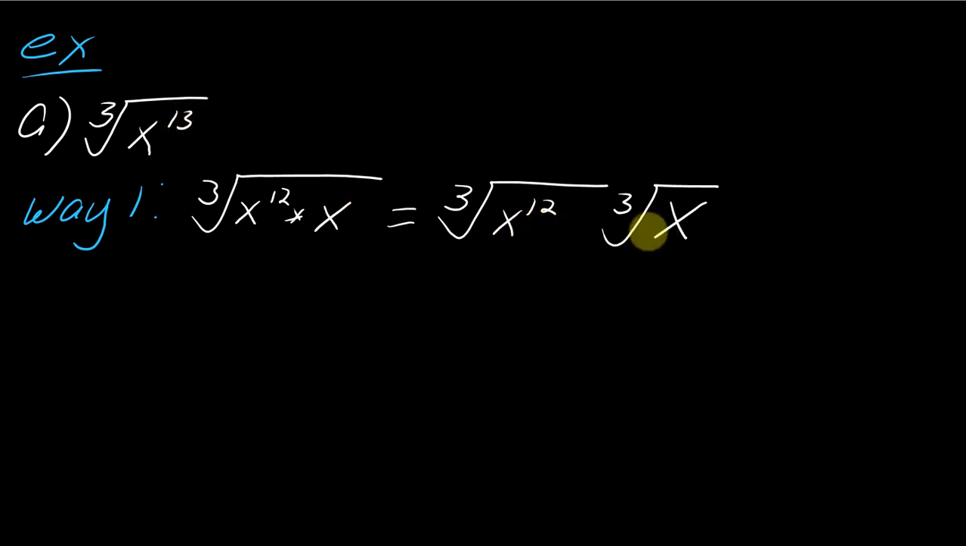And then I can break this up into 2 separate cube roots. And from here, the cube root of x to the 12th will just be x to the 4th, and then I have this other cube root of x just hanging out.